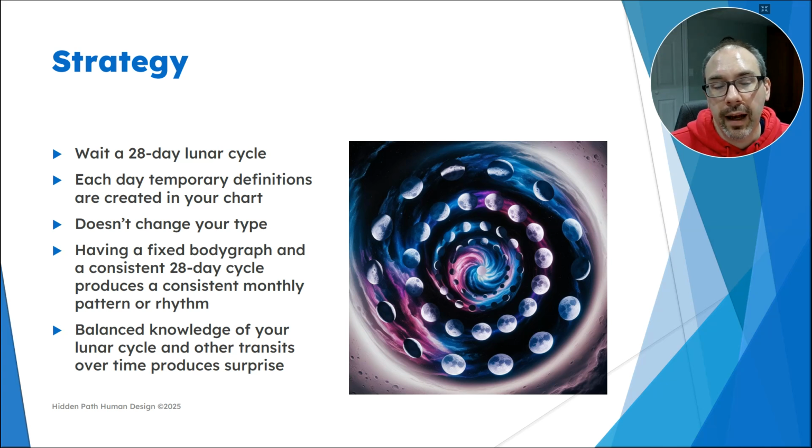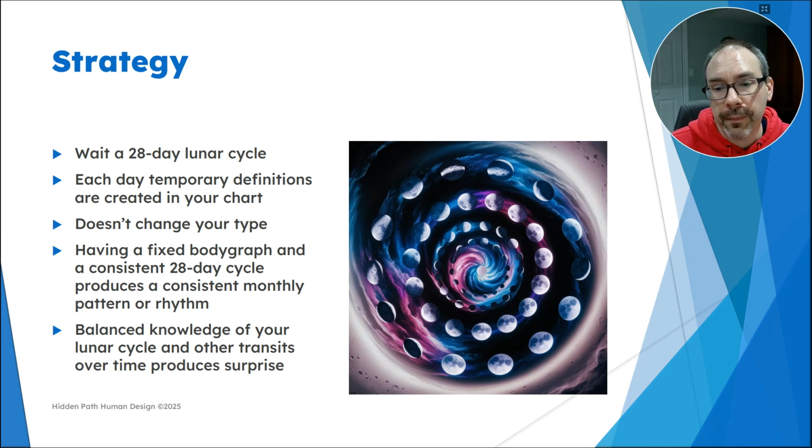Each day, your chart is going to have temporary definitions that are created based on the lunar cycle, but also the overall energy of the day. About every 6 days, the overall energies shift gates, and about twice a day, the moon energy will shift into different gates. So this creates a lot of different definitions in your chart, and mapping out what these definitions feel like to you is important to understanding who you are.